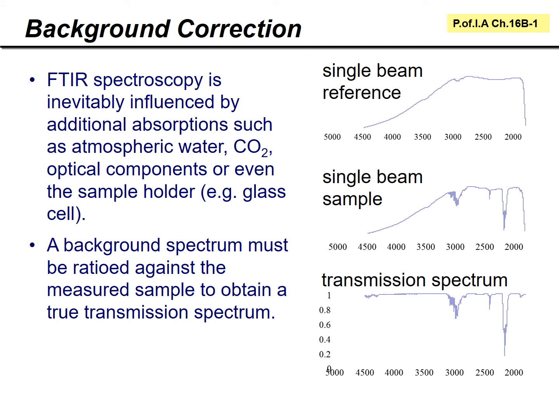All right, just to finish with a couple of practicalities about measuring spectra. Other absorptions can contaminate, if you like, or affect the spectrum. Atmospheric water is a common source of additional absorption.